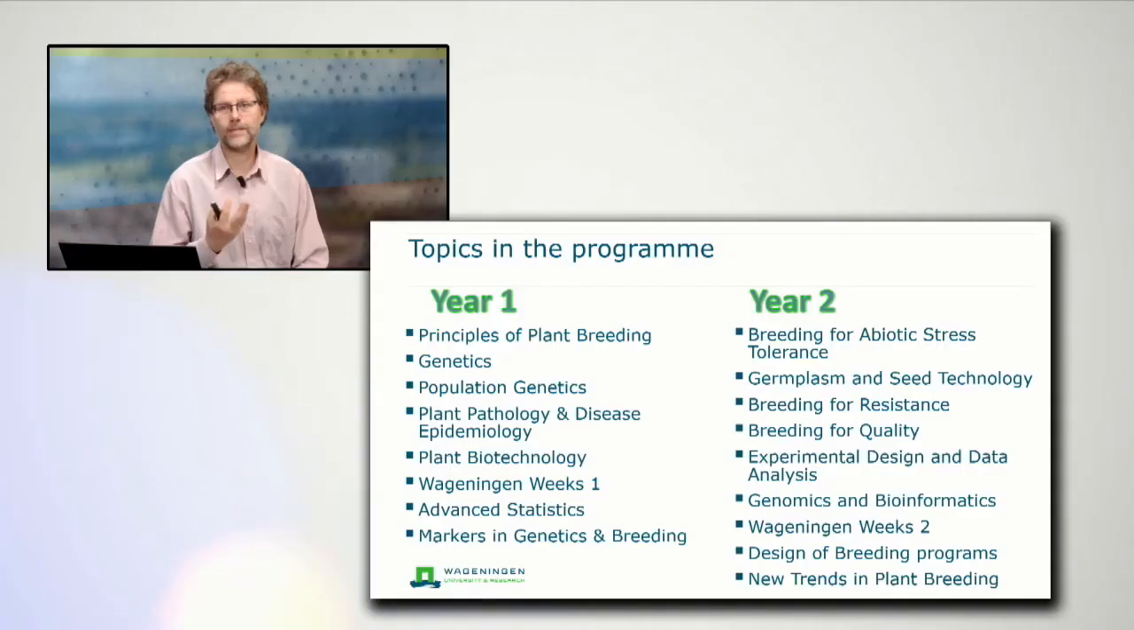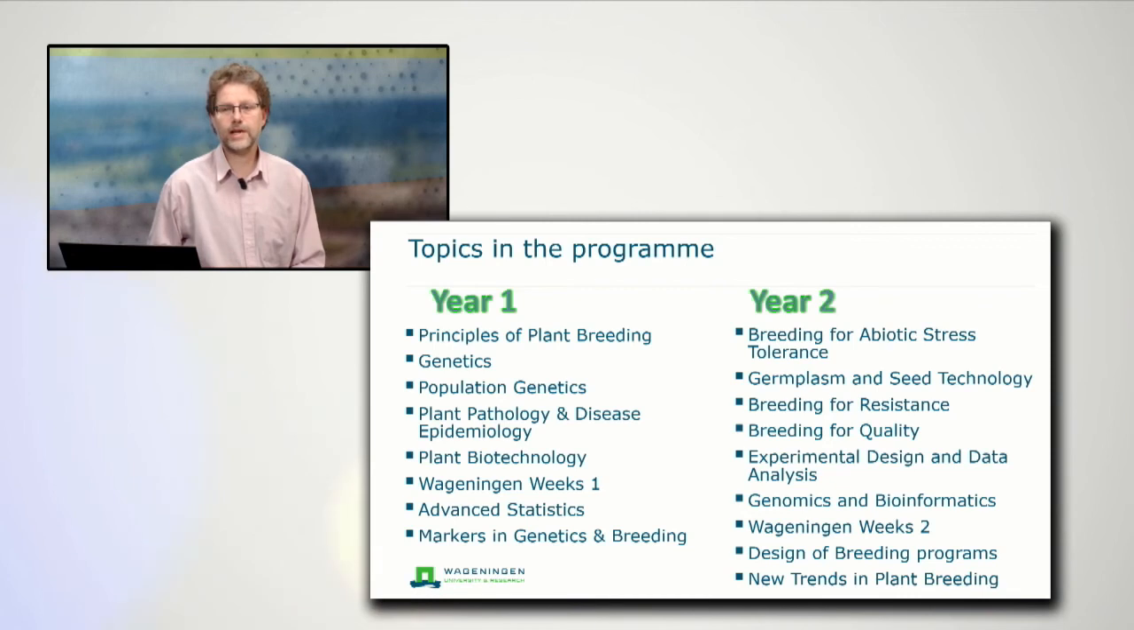So let's take a look a little bit more into the program. The first 2 years we offer courses at a half-time study load of 20 hours per week, and you will start with some basic courses on plant breeding, the principles of plant breeding, genetics, plant pathology and disease epidemiology, plant biotechnology, etc. And then you will come to Wageningen for the Wageningen Practicum weeks.